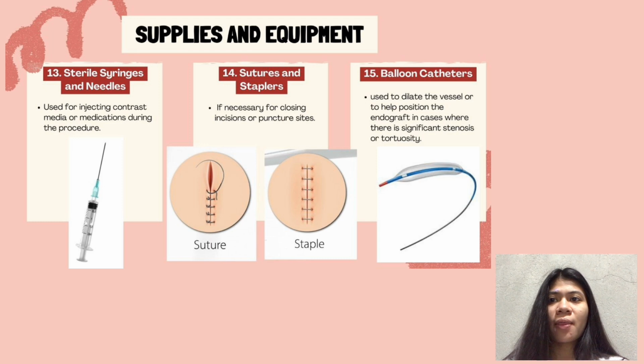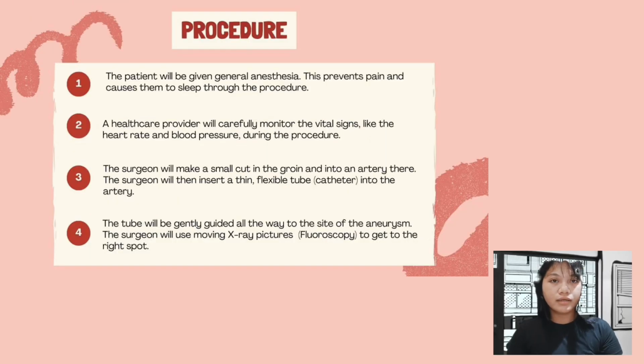Balloon catheters. These are inserted into blood vessels to help open them if they are narrowed, allowing a stent, a small tube, to be placed inside to keep the vessel open. For example, if someone has a blocked artery in their heart, doctors use a balloon catheter to open it up before inserting a stent.